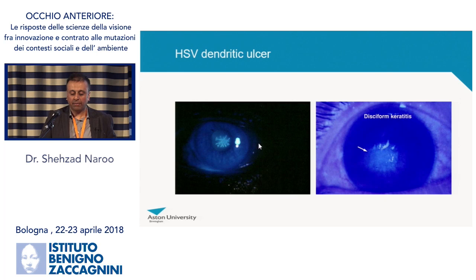So a herpes simplex virus has a very, very classic type of ulceration pattern, and we call it dendritic ulcer. And it looks like these little tree branches growing off. And if you leave that, it can form this sort of disciform type of larger keratitis. And this is now becoming a deeper abrasion into the cornea.